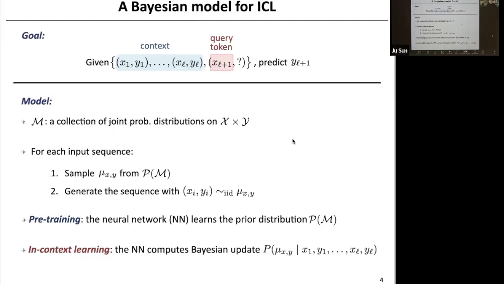All right. Yes, I have a quick question about this model. Yes. So when you say a collection of joint probability distributions, I guess the first question is, are we assuming the set is finite or?